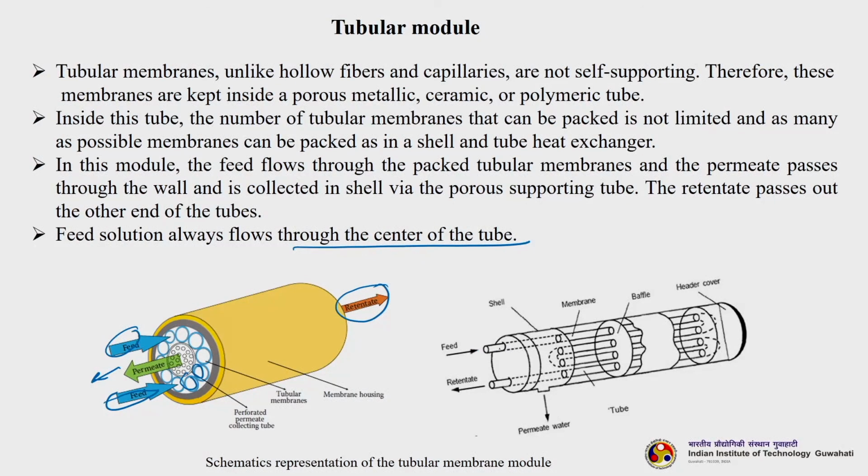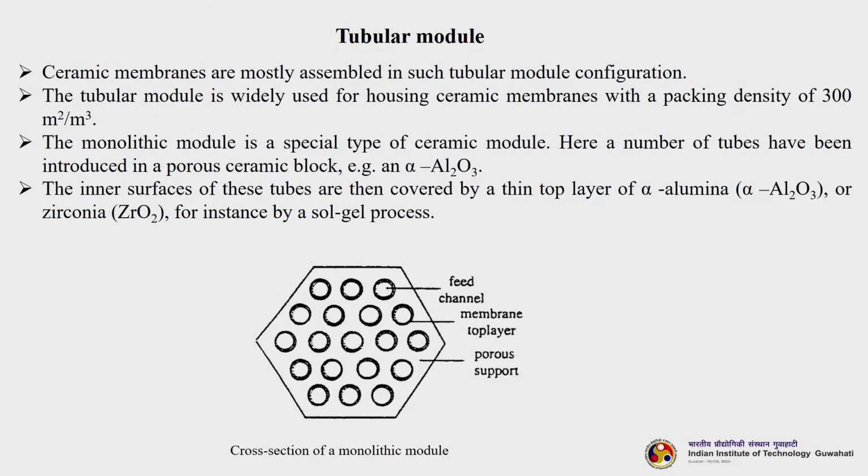So, feed is entering like this, passing, and then again it is getting circulated and coming here. So, we are getting the overall retentate here. Since I told you, this is a shell and tube heat exchanger type. This is the shell side, and these are the tube side. We can have baffles inside also, and the permeate is coming here. These are the tubes, the tubular membranes.